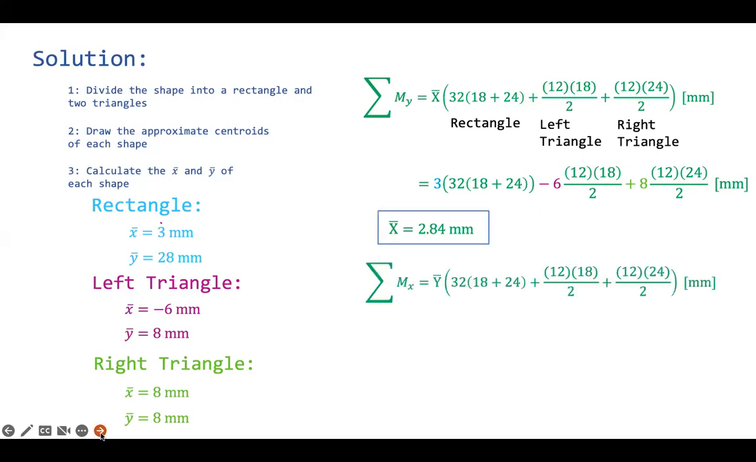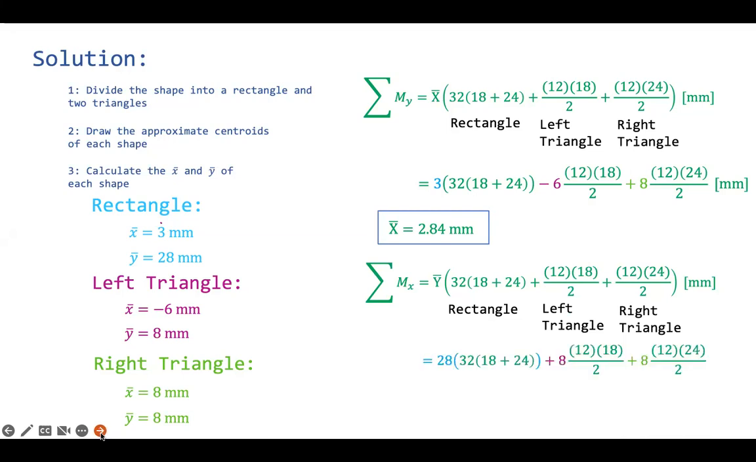Next up, the sum of the moments about the x-axis is equal to the y coordinate of the centroid times the areas of each of these, the rectangle, the left triangle, and the right triangle. And this is in turn equal to the y coordinate of the centroid of the rectangle times the area of the rectangle, and so on and so forth. We then get a result of the y value of the centroid being equal to 24.8 millimeters, and we can box that answer as follows.